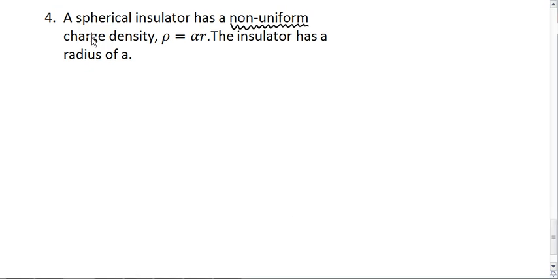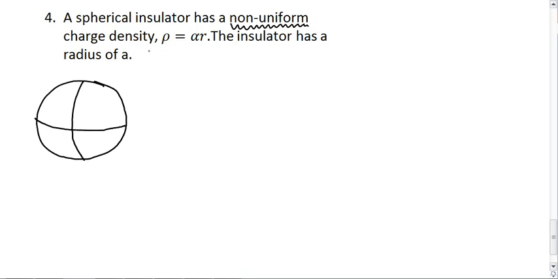So a spherical insulator has a non-uniform charge density, rho equals alpha r, and the insulator has a radius of a. So insulator means that the charge is stuck where it is. So here is our insulator. It's a sphere. Now, it has a radius of a. So let's look first for the electric field at r less than a, or inside the sphere.